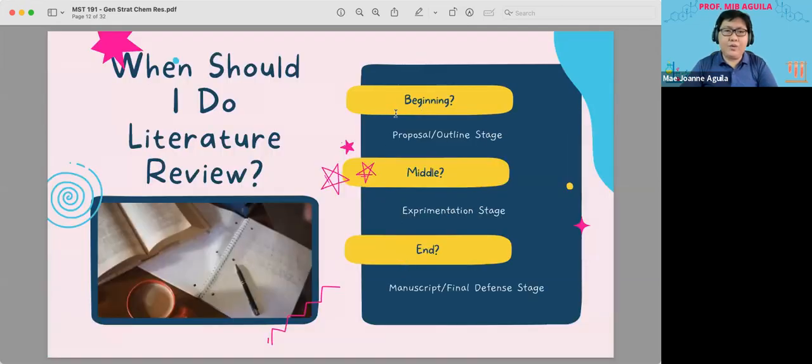So now the question would be, when do you need to do literature review? When will you advise your student to do literature review? Is it in the beginning, during the proposal stage? Is it in the middle, during the experimentation stage, or at the end, during the report writing or defense if you have one? In fact, it is any of these stages. You can do it at the beginning, in the middle, and at the end. For the complete picture of what you want to do, what you're doing or what you have done, and what you think would be the future direction, you need to do literature review at all steps.